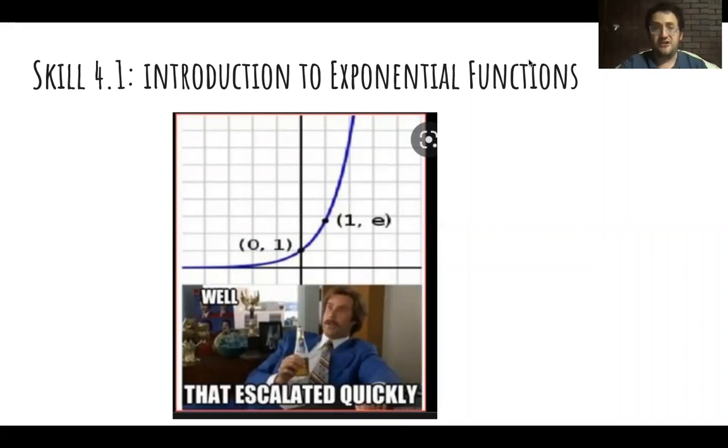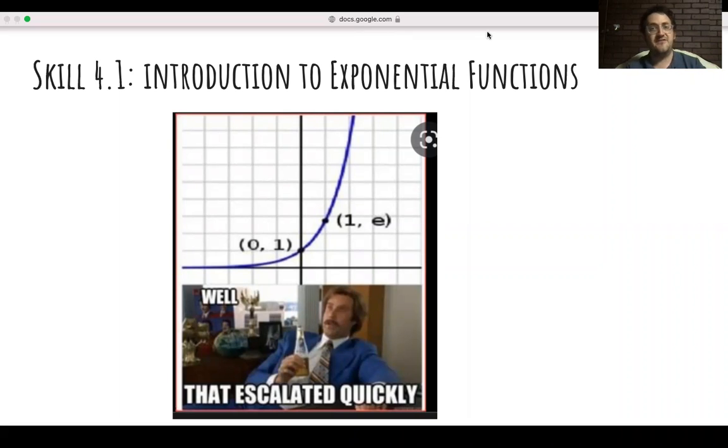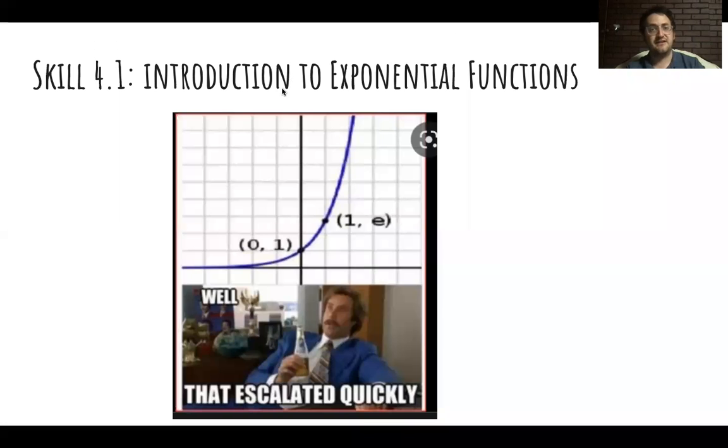Hello, Algebra 2 scholars. We are going to be doing skill 4.1, which is the beginning of exponential functions. So in all of Unit 4, we are going to be focusing on exponential functions. And what we notice about exponential functions is that the slopes get steeper and steeper, and they will escalate, just like it says here in this meme.